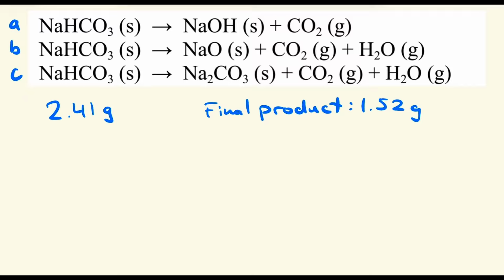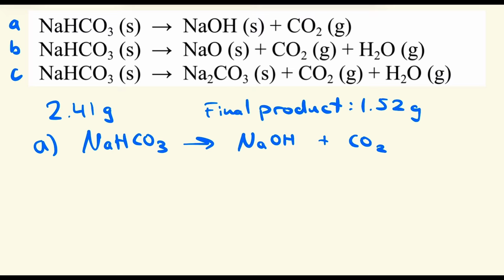So what we will do is let's take equation A, for example. That's where we have sodium bicarbonate decomposing into sodium hydroxide and CO2. For the sake of simplicity, I'm going to omit the state symbols. And the first step is we're going to balance this. Now, this equation here is already balanced, so no extra work is needed. So now we are going to take our 2.41 grams of sodium bicarbonate and figure out the mass of our solid product of sodium hydroxide.